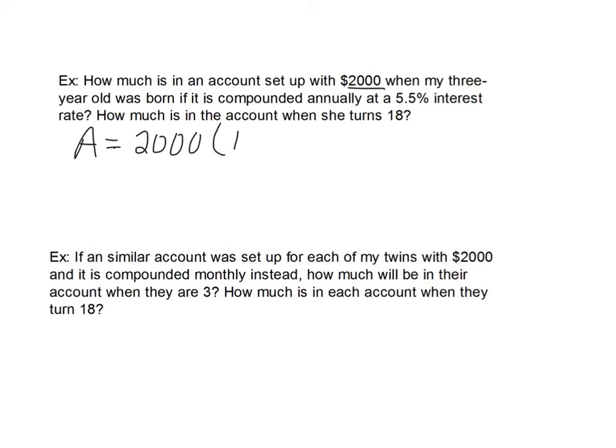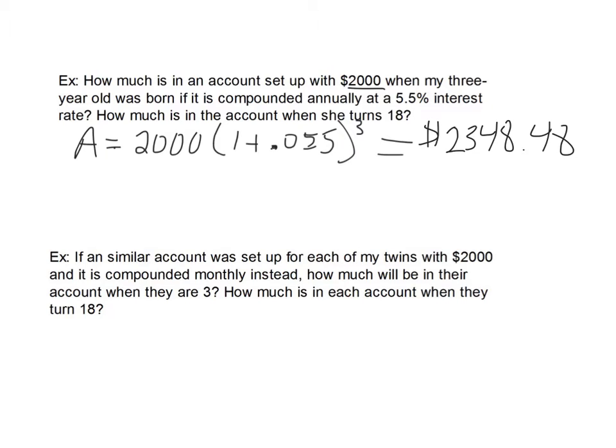Okay, we do 1 plus the interest rate, which is 0.055. Okay, and then we're doing it to the third power for 3 years. All right, so we do that. I got $2,348.48. Remember, only 2 decimal places for money. It's silly to go past that.